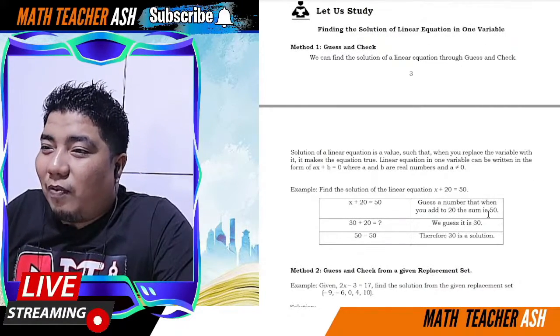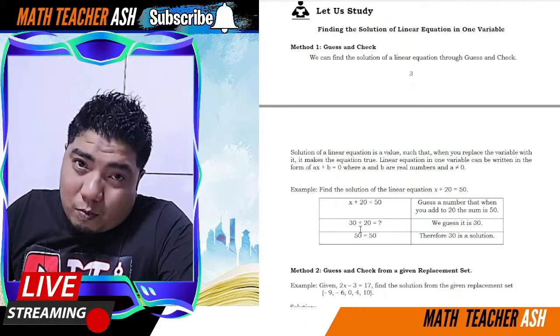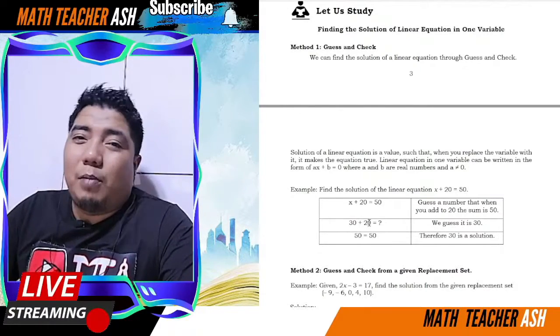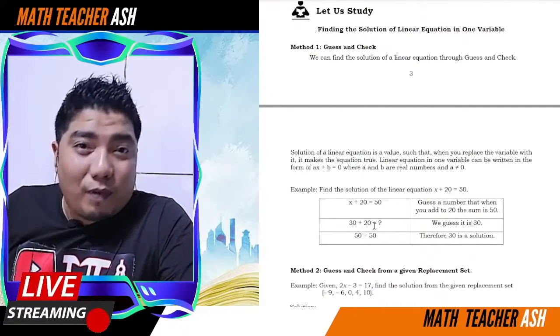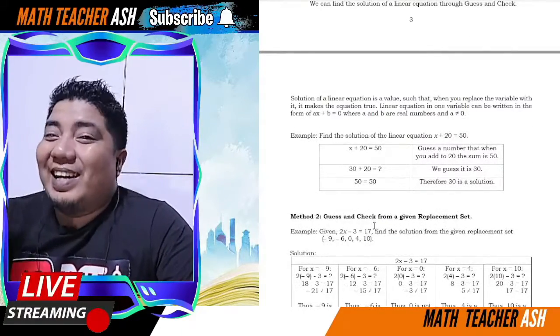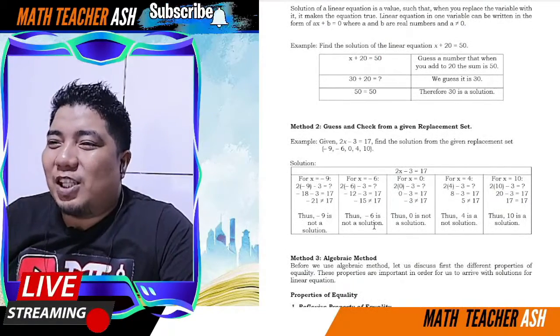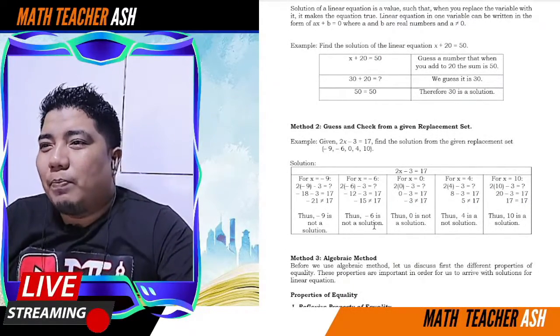So, if your guess is 30, you substitute it to check whether you are correct. So, 30 plus 20 is 50. So, 50 is equal to 50. Then, you are correct. Okay. And that is the guess and check. Alright. Now, we have here the guess and check from a given replacement set.